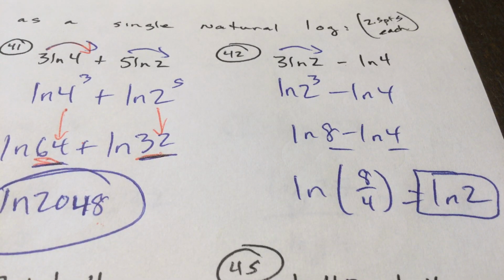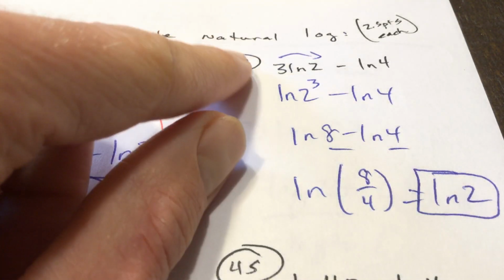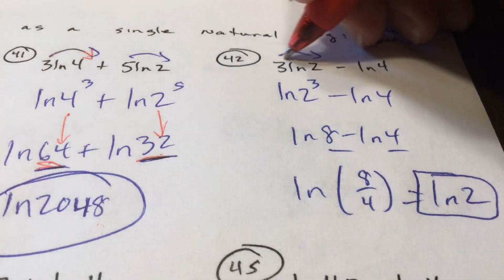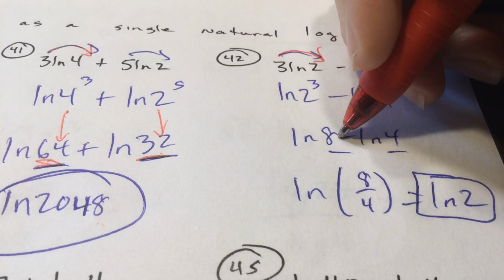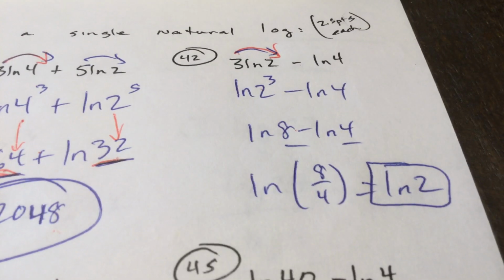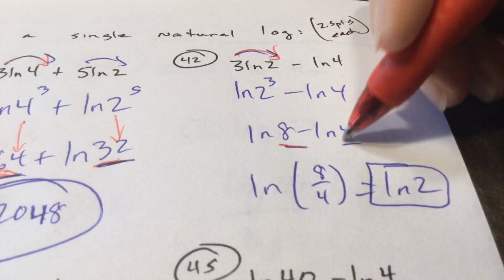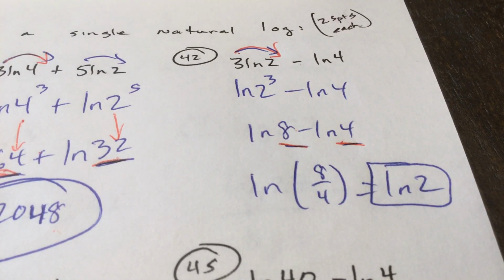All right. On 42, you have natural log of 2 to the third minus natural log 4. Nothing to be done there. 2 to the third is 8. In the log world, subtraction means division. So you're going to do natural log of 8 divided by 4, which is natural log of 2.